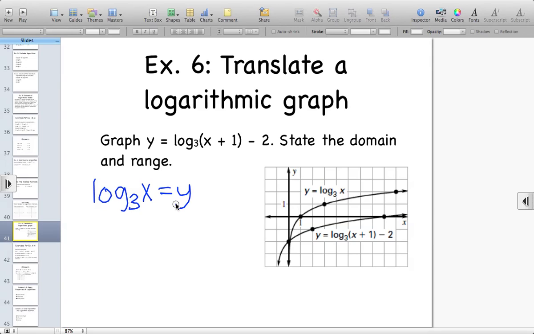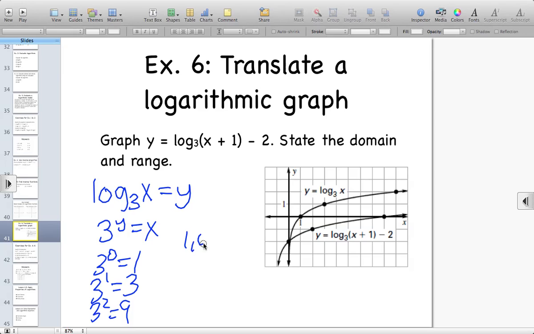Well, remember that 3 to the y is equal to x. So we're going to treat this a little bit differently. Instead of giving x values and finding the corresponding y values, we're going to give y values and find the corresponding x values. So 3 to the 0 is 1, 3 to the first is 3, and 3 squared is 9. So we have (1, 0), (3, 1), and (9, 2). Here are those points on the graph.